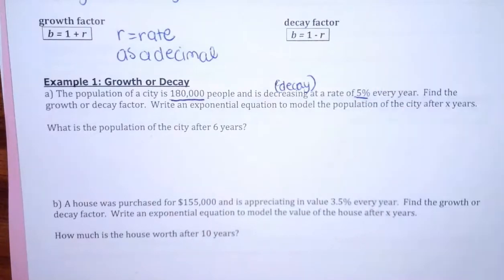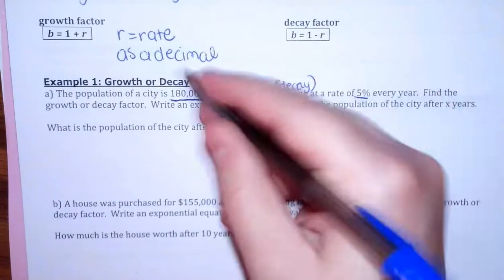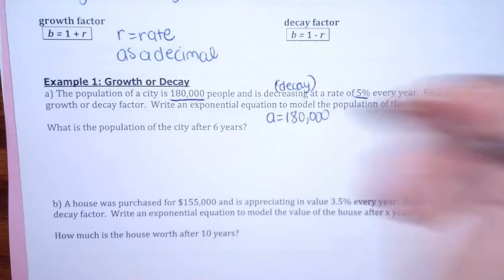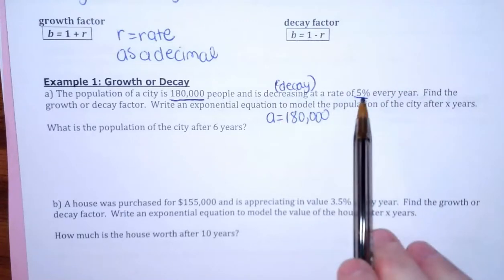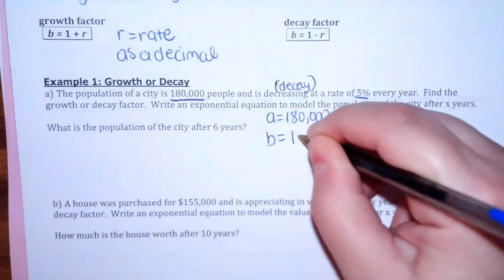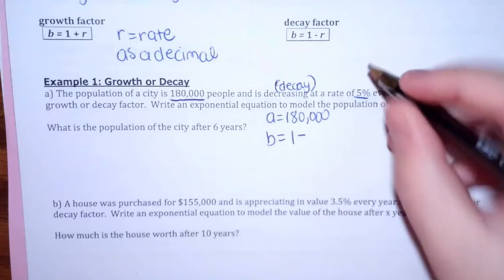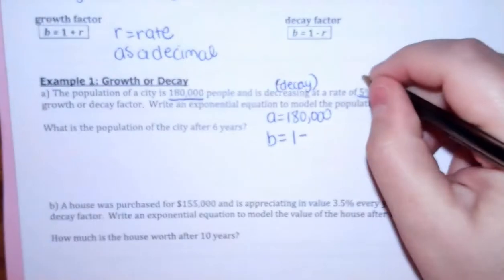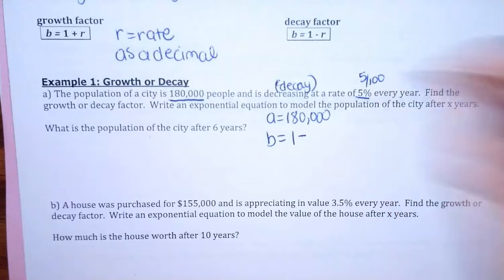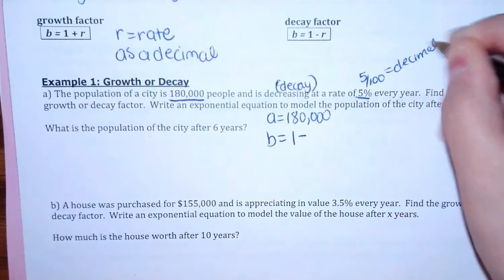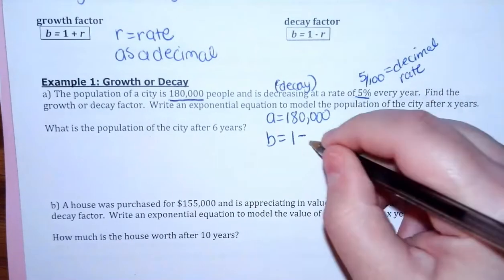Okay, so our initial amount is going to be the population of the city. So that's going to be the a value. And the decay, since we're decreasing at a rate of 5% every year, here's how we'll determine this. This is decay, so it's going to be 1 minus our rate. 5%, if you're not sure how to write that as a decimal, just take your percentage and divide that by 100, and that will give you the decimal for your rate. So here it's going to be 0.05.